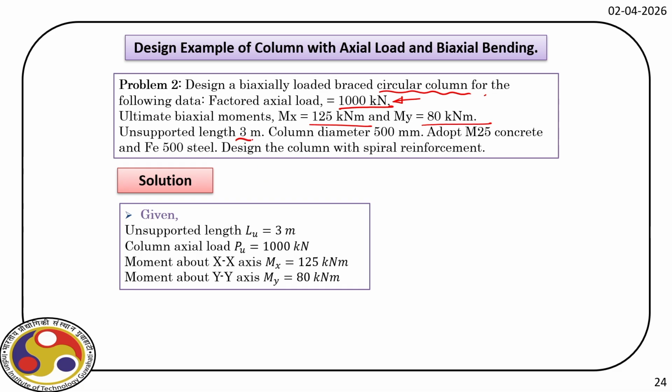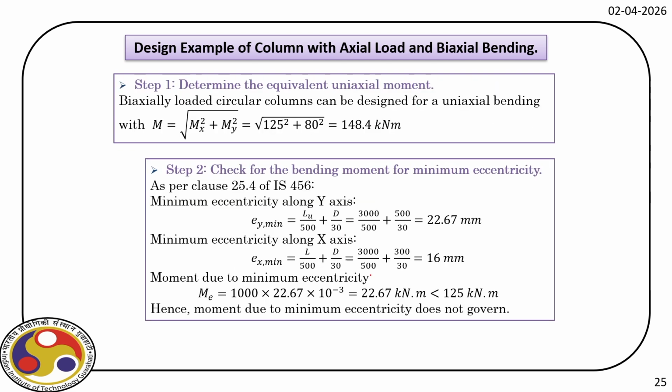Unsupported length again 3 meter, column diameter is given 500 millimeter, and again we will design it with M25 concrete and Fe 500 steel. In this case we will design with spiral reinforcement, right? That is an extra addition. So these are the parameters against which we have to design.